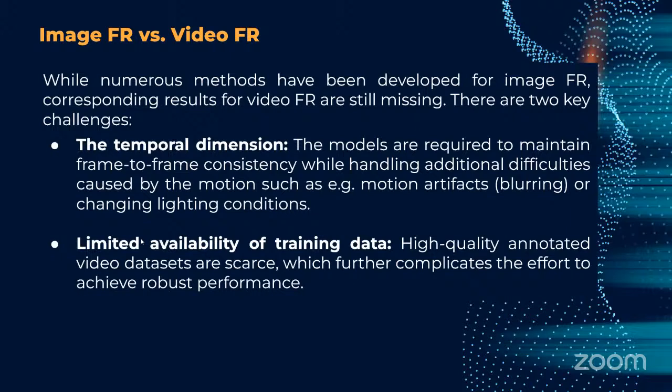The second type of reason why video FR seems to be so much harder is simply that we have only limited availability of training data. So it's simply true that high quality annotated video data sets are pretty rare. And this, of course, also makes it more difficult to build robust models.